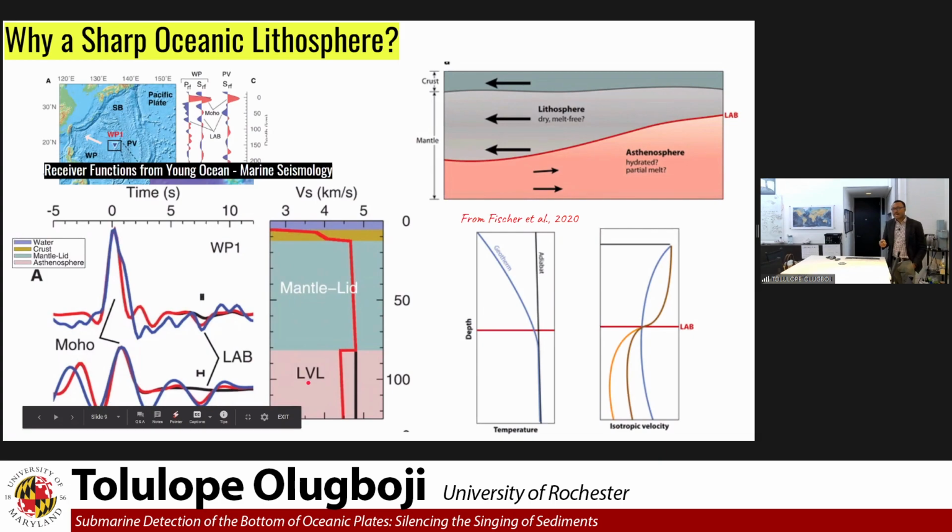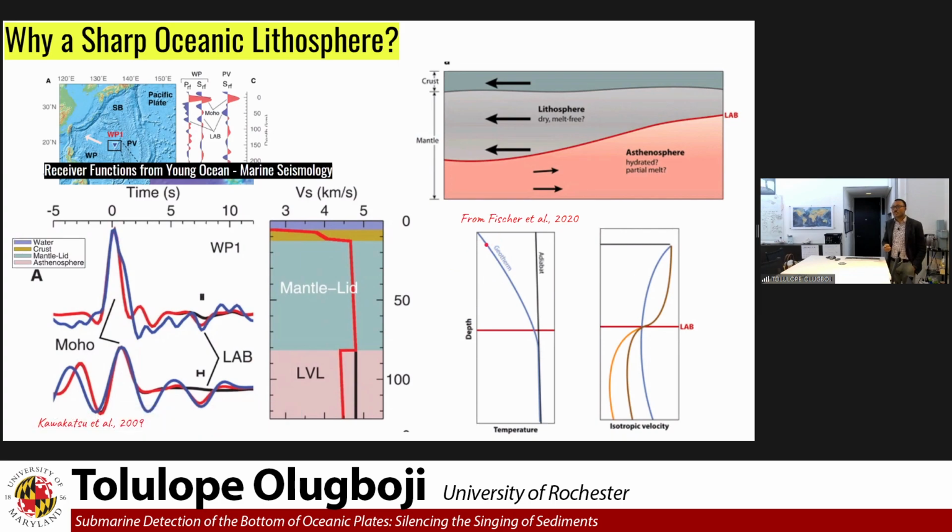And that red curve is their preferred model. And you can see from that red curve that there should be a sharp velocity gradient as you transition from a high velocity mantle lid to a low velocity layer. The challenge though is you need to explain that, and you need not just temperature.